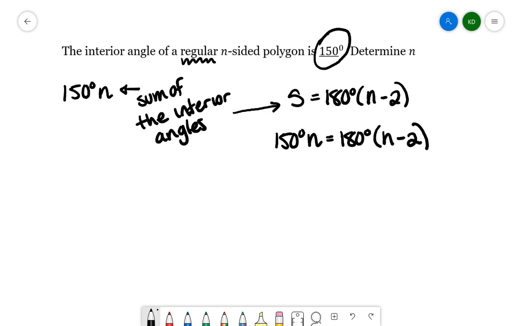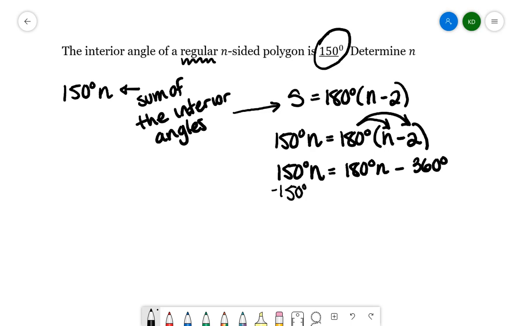What we need to now try to do is solve for n. Let's expand the 180 degrees through the brackets. On the left side, I'll have 150 degrees times n. On the right side, 180 times n minus 360 degrees. Let's try to get all of the n's on one side. So I'm going to subtract 150n from both sides. And I'm also going to add 360 degrees to both sides.